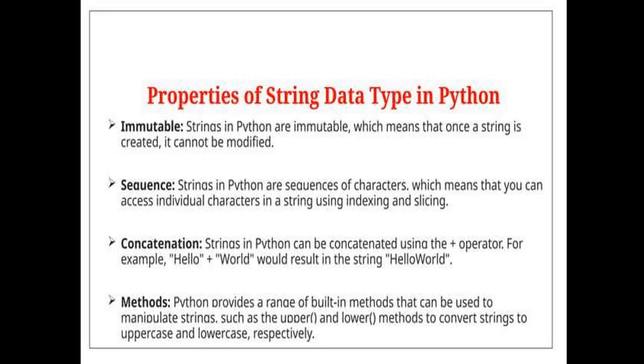So, properties of the string data type in Python. It is immutable. As we said earlier, strings in Python are immutable, which means that once a string is created, it cannot be modified. Sequence: strings in Python are a sequence of characters, which means that you can access individual characters in a string using indexing or slicing. Concatenation: strings in Python can be concatenated using the plus operator. For example, "hello" plus "world" would result in the string "hello world". Methods: Python provides a range of built-in methods that can be used to manipulate strings, such as the upper and lower methods to convert strings to uppercase and lowercase respectively.